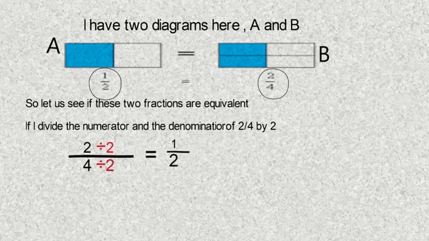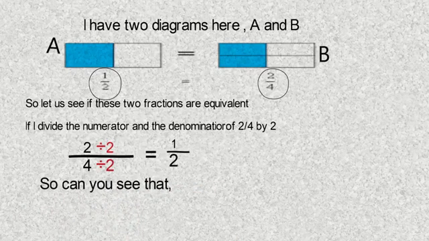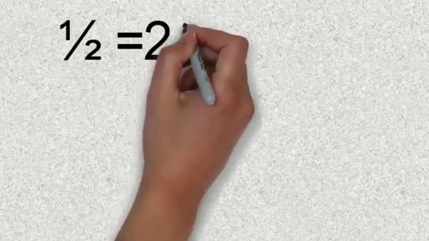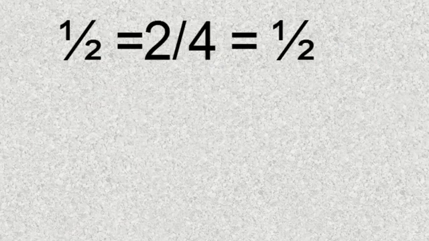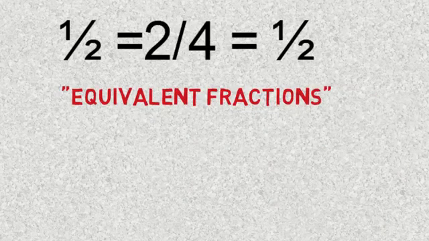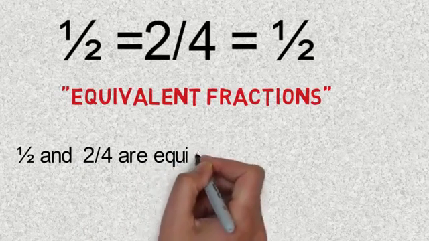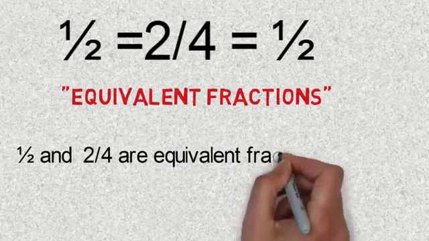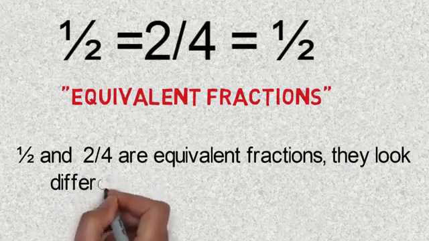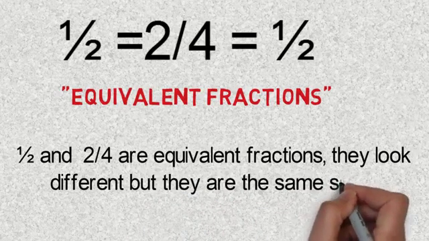Can you see it's giving me the same as what we denoted from the first diagram? So you can see that I have 1/2 equals 2/4, which also equals 1/2. So these are equivalent fractions. 1/2 and 2/4 are equivalent fractions. They look different, but they are the same size. Let's see another example.